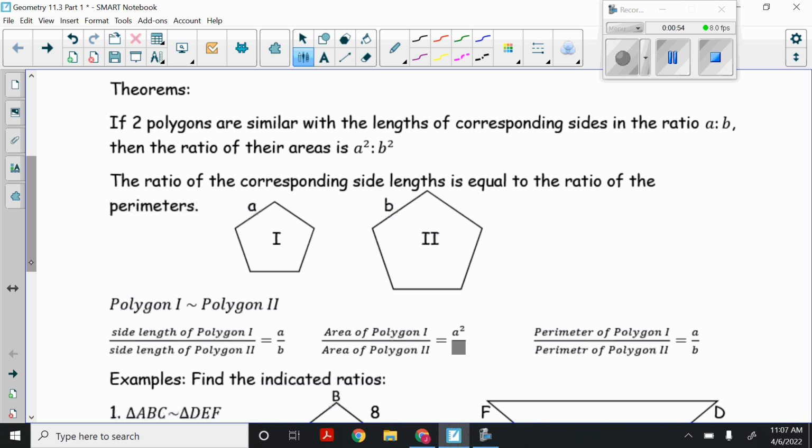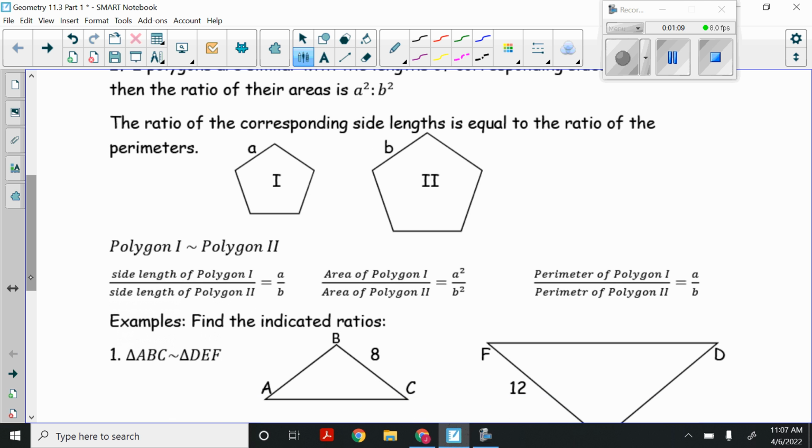If two polygons are similar with the lengths of corresponding sides in the ratio a to b, then the ratio of their areas is a squared to b squared. The ratio of the corresponding side lengths is equal to the ratio of the perimeters. Okay? So here I have polygon 1, polygon 2. So the side length of polygon 1, I'm saying A, is proportional to the side length of polygon 2, B. Therefore, I could write the area of polygon 1, A squared, is proportional to the area of polygon 2, B squared. The perimeter of the two polygons are proportional by A over B.